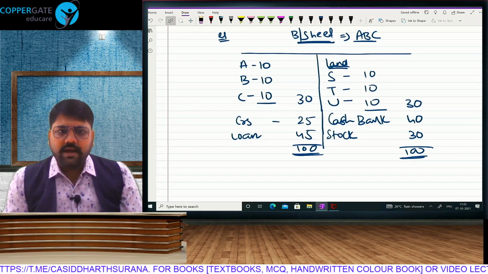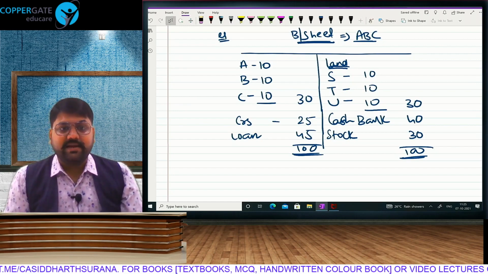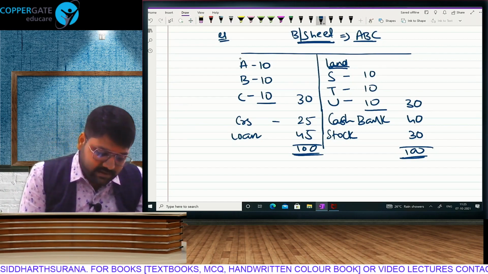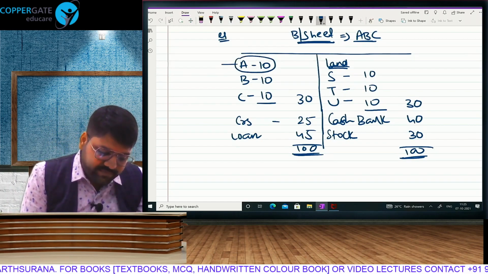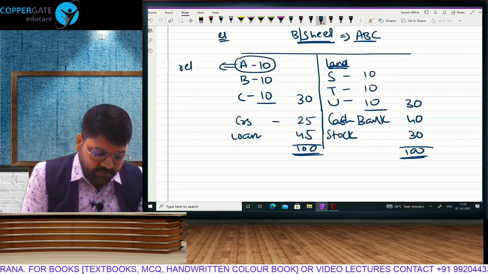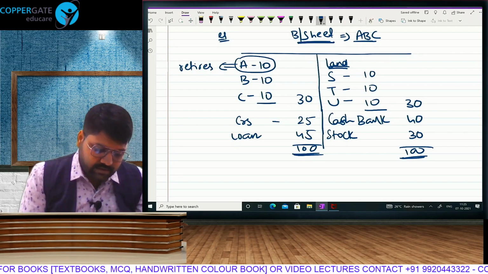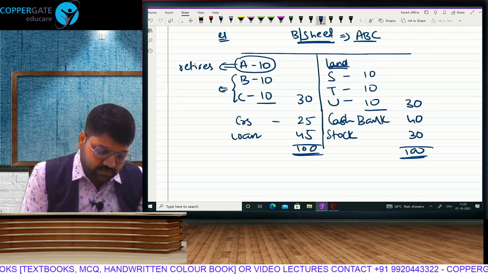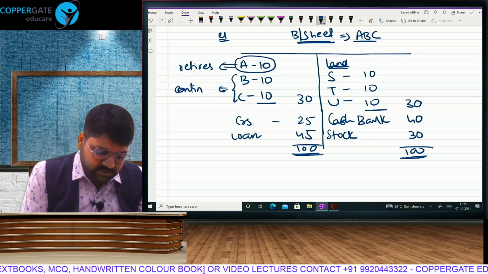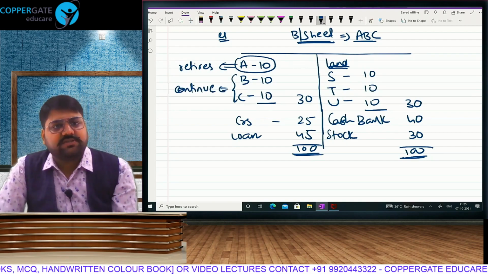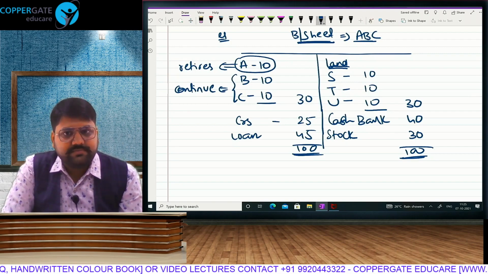Okay. Now it is decided that partner A will leave the firm. Leave means he retires from the firm. B and C are going to continue with the firm. So that means, can I say this is a case of change in constitution? Reconstitution?